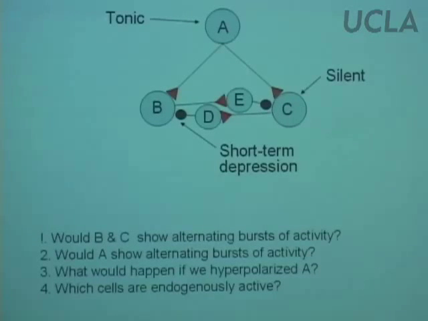Okay, so would A show any alternating bursts of activity? No. If we hyperpolarized A, what would happen? Would it stop? Yeah, sure. Which cells here are endogenously active? A, only A, right. Now, in our way of finding neurons that were involved in swimming, given what we told you to do, you wouldn't have found A. You wouldn't have identified it as being a swimming cell, because we said all the cells involved in producing swimming are probably active in some phase relationship to the alternating bursting, and that's not true of A. It just goes all the time.